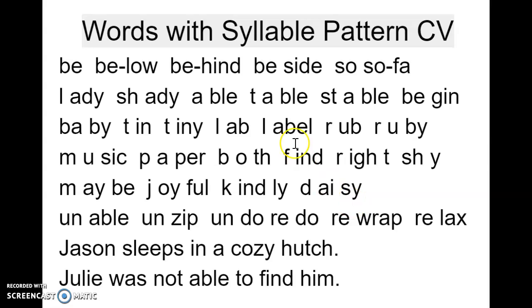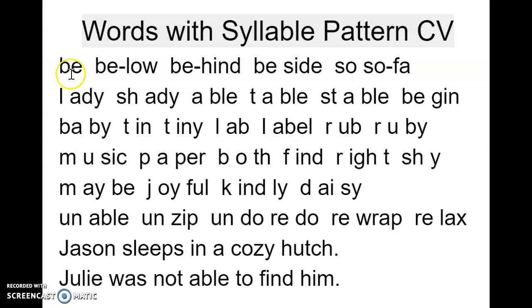Today we're going to do a review blending lesson of the previous lesson, and we're blending words with syllable pattern CV. We're going to focus a lot on syllables, and I want you to pay attention to how many syllables are in each of the words that we're blending. So let's start with the beginning.